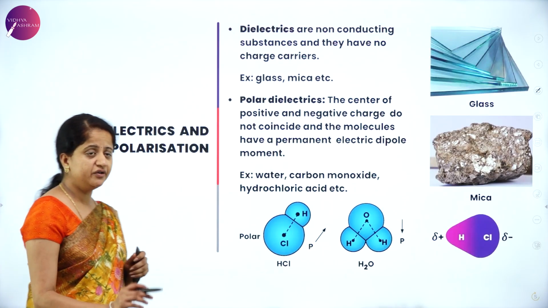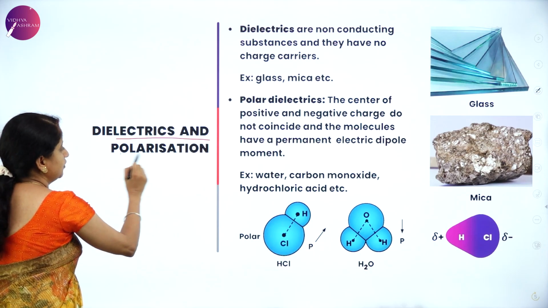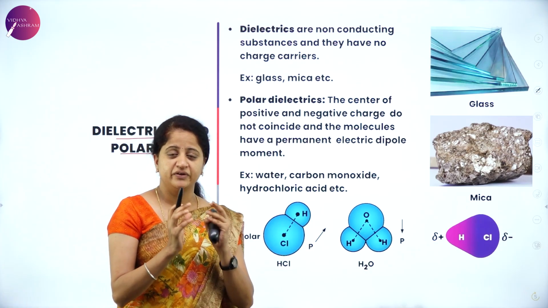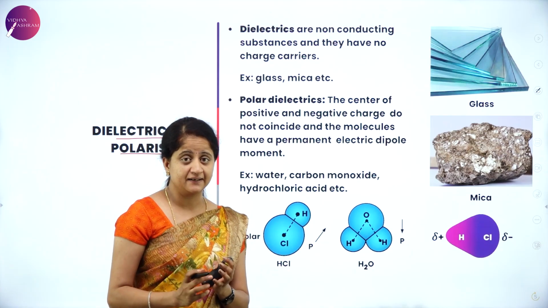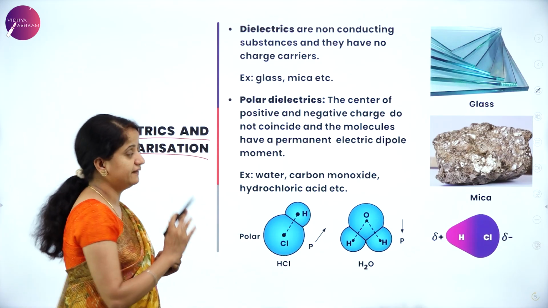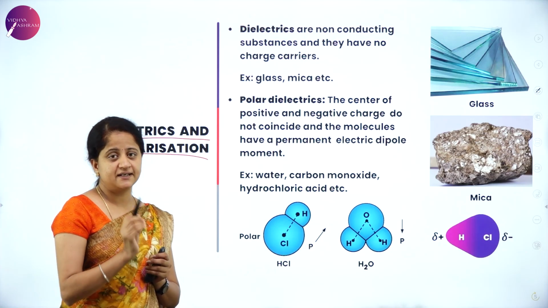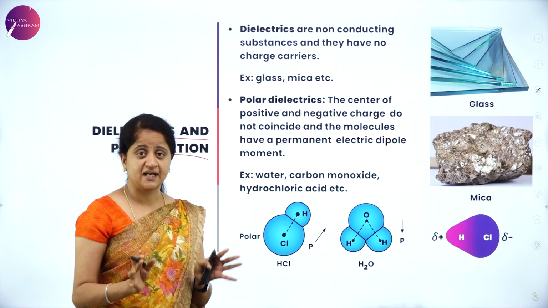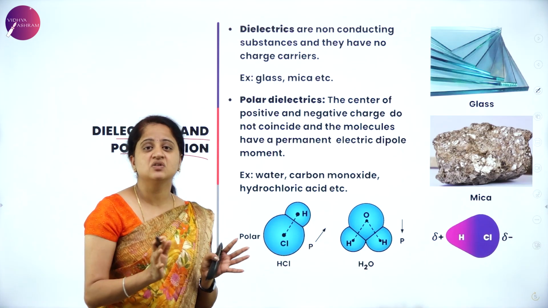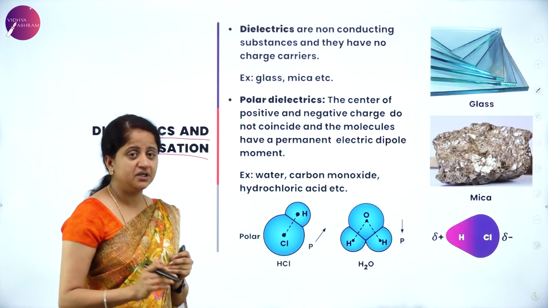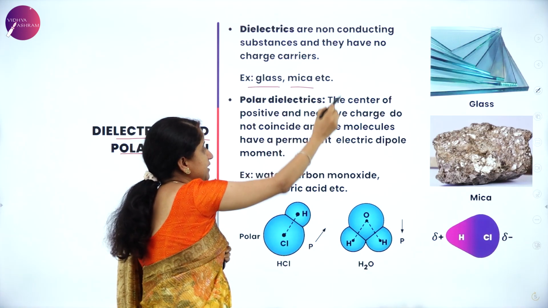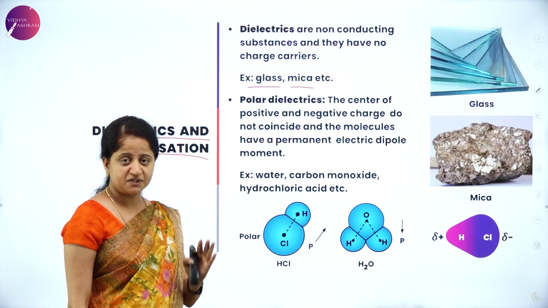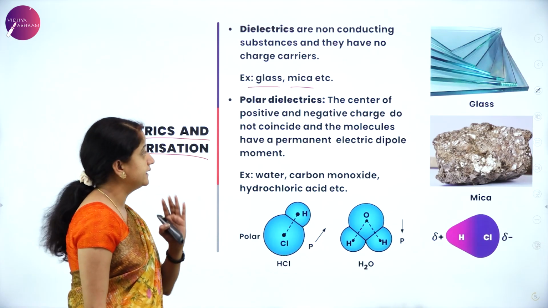Now let us move on to a new topic, that is dielectrics and polarization. What is the meaning of dielectrics? Why do we call the substance dielectrics? So dielectrics are nothing but non-conducting substances, or we can say they have no charge carriers. They are insulators. For example, we have glass and mica, etc.